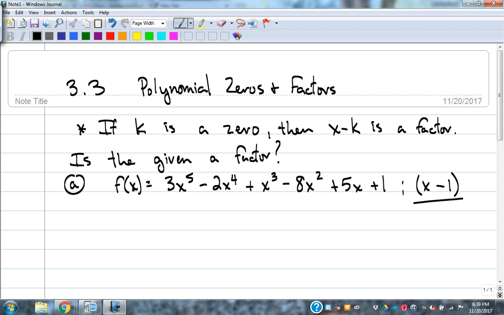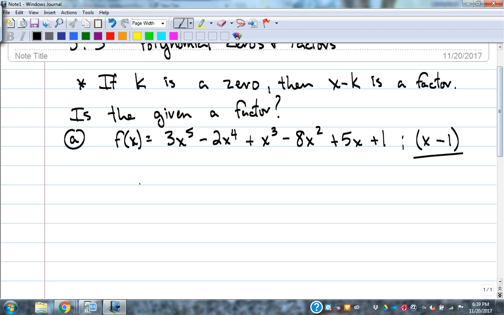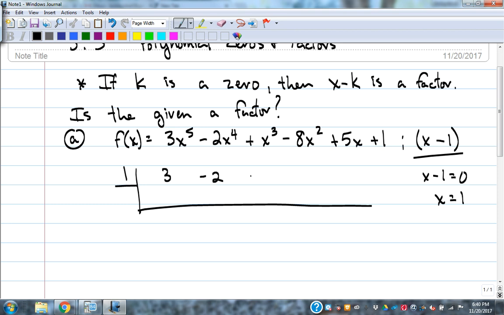Is that a factor? Okay, well, the test for that is to take that and run synthetic division with what value? What should be on the shelf there? Positive 1. So what we really do is we set x minus 1 equal to 0 and solve it and get positive 1. So 1 goes on the shelf, and then we have our coefficients here with that. This is exactly what we did in lab just a few minutes ago. None of that has changed.